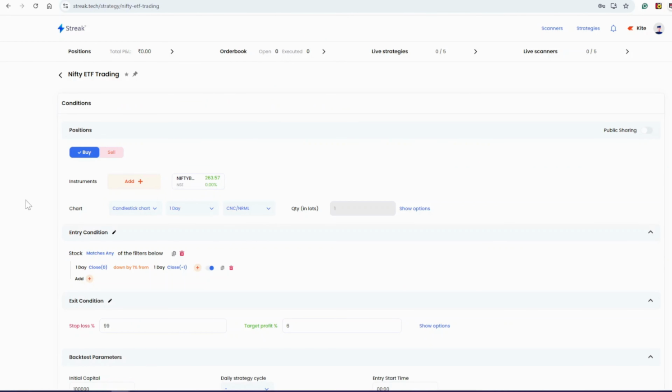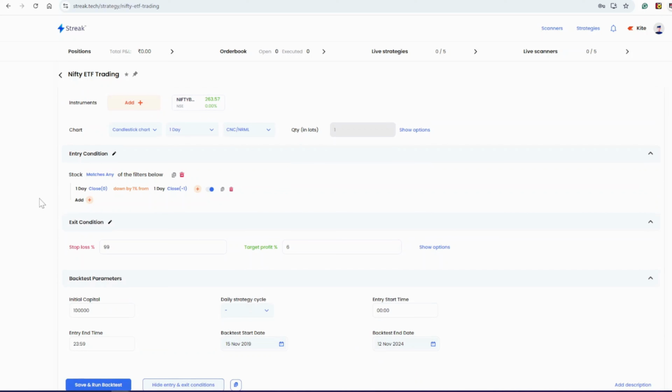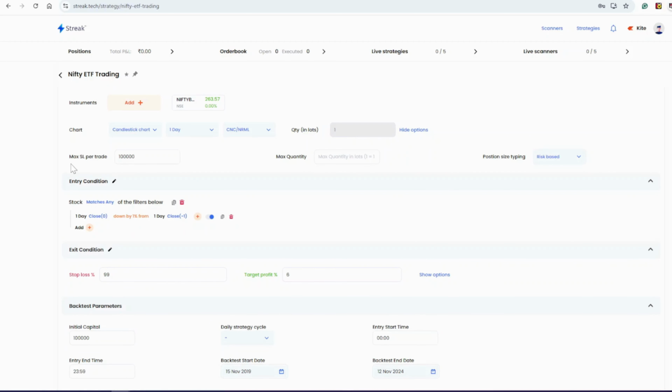So what I have done is I am using the Streak platform from Zerodha. I have created this Nifty 50 ETF trading strategy and I have kept Nifty BeES. Okay, the instrument is Nifty BeES. Now I have kept this chart as a candlestick chart. The duration is 1 day. I am using CNC normal and quantity in lots is 1. And I am using the max trade amount of 1 lakh.